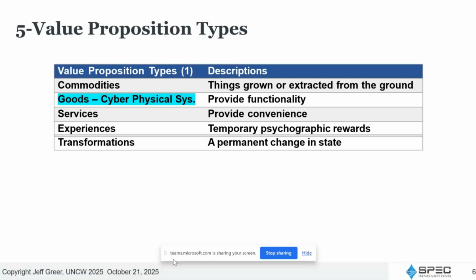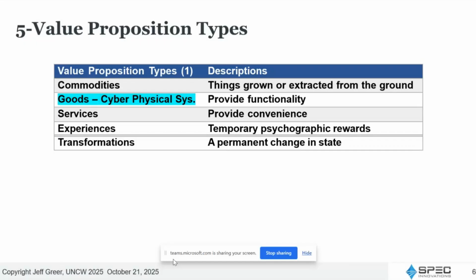So if we just decompose digital value propositions, there's actually 5 different types. This came from Joe Pine, Experience Economy, his economic theory of everything. But there's commodities, goods, services, experiences, and transformations. Commodities are things that are grown or extracted from the ground. Goods provide functionality. Services provide convenience. Experiences, they're temporary psychographic rewards, like I'm going to Disney. And then there's transformations, like a permanent change in state. You walk into a hospital sick, you walk out healthy.